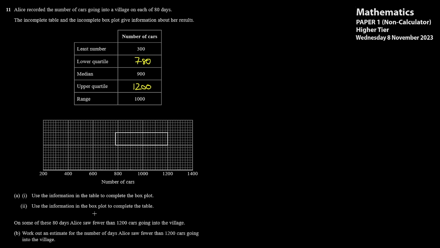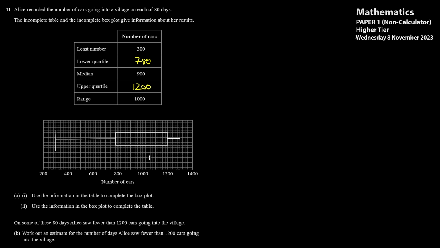And now, in part 2 of that question, we're asked to use the information in our table to complete the box plot. So straight away, I can put the end of one of the whiskers, the least number of cars, at 300, which is there. Now, we're not given the upper limit, but we're given the range. And the range is 1,000. So coming up 1,000, our limit will be here.